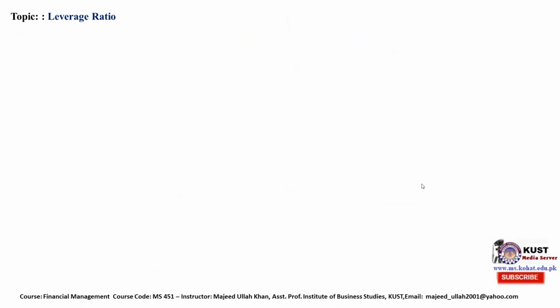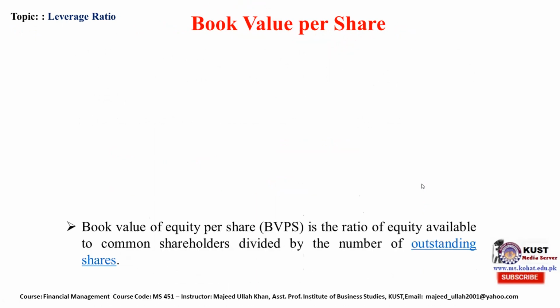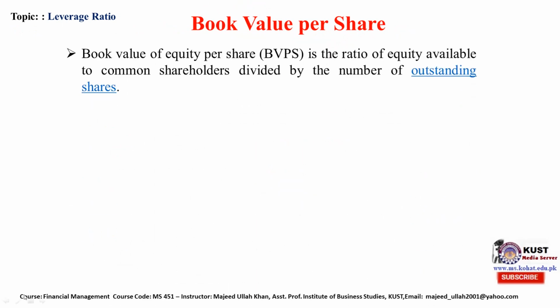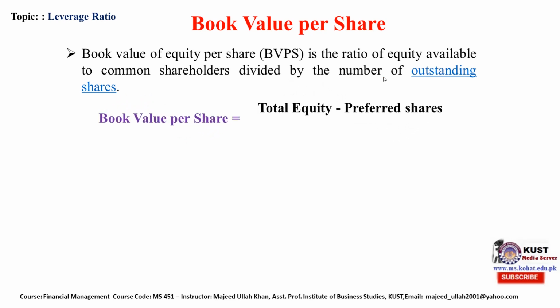Moving further, book value per share. What is book value per share? I have given a brief introduction in the earlier part of this lecture. Book value of equity per share is the ratio of equity available to common shareholders divided by the number of outstanding shares. Book value is equal to total equity minus preferred shares divided by total outstanding shares.